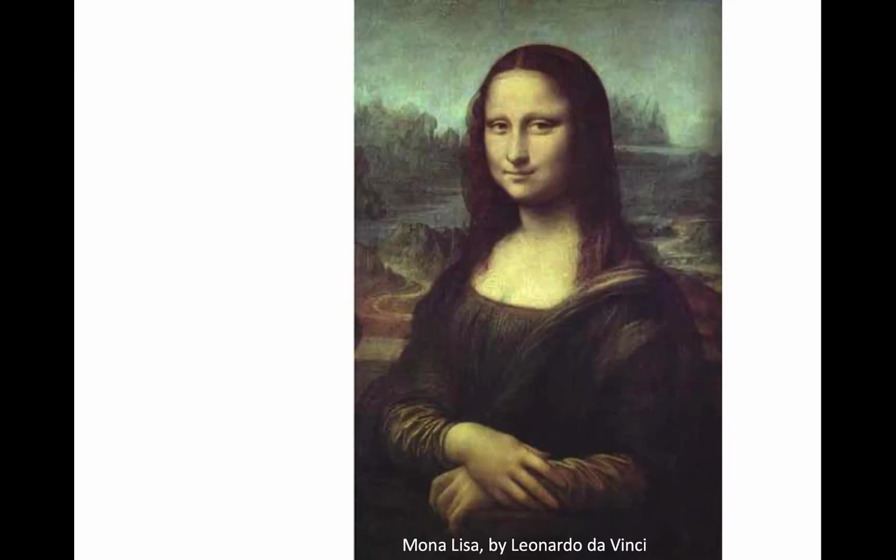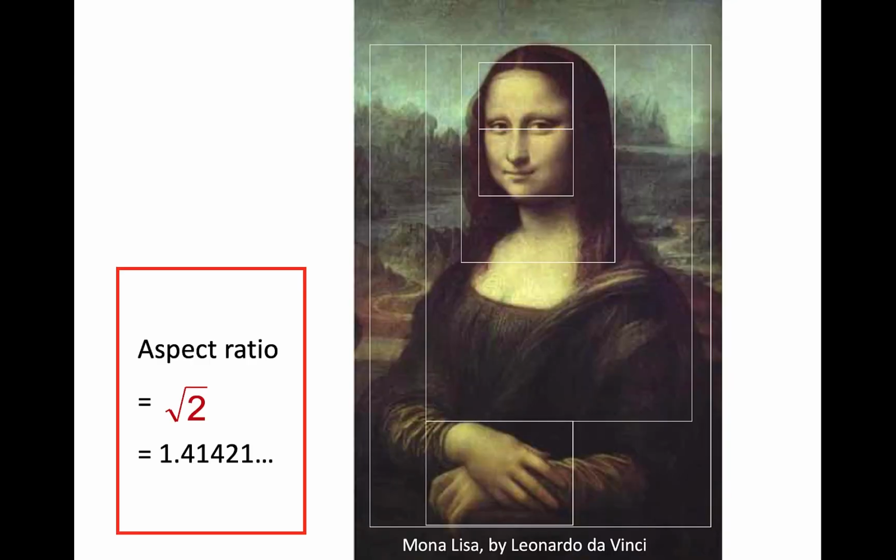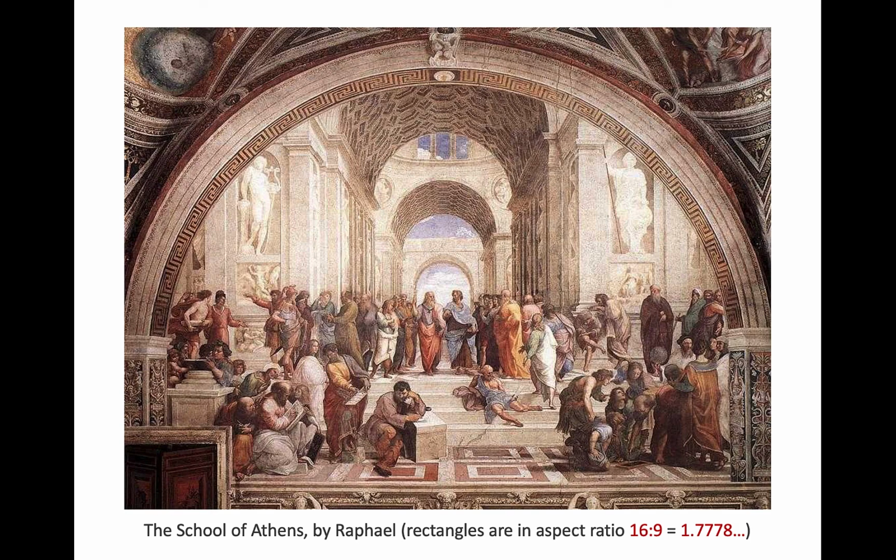Let's take a look at the Mona Lisa by Leonardo da Vinci. If we fit square root of 2 to 1 into the picture, it seems like all the rectangles fit very well as well. So it actually depends on how you put the rectangle in the picture. Let's try the aspect ratio 16 to 9 on the School of Athens. It also fits very well.